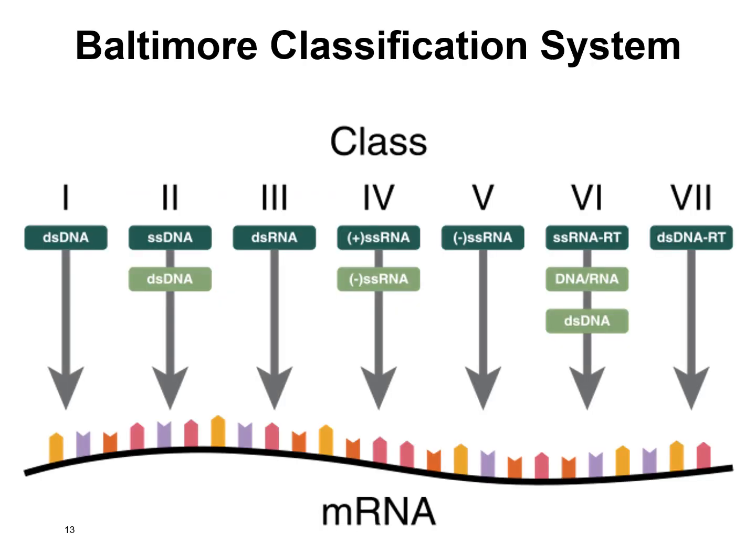So this is the Baltimore classification system. These are the 7 groups that he came up with, and we're going to go through these 7 groups. You do not need to memorize these 7 groups and which nucleic acid they're using, and I'll show you what you need to know about these.